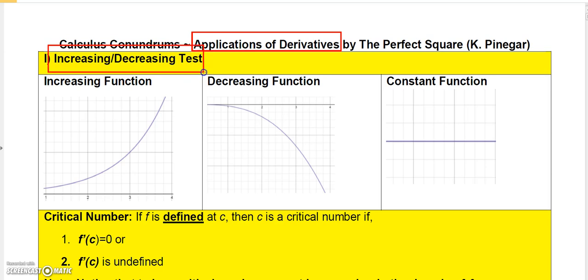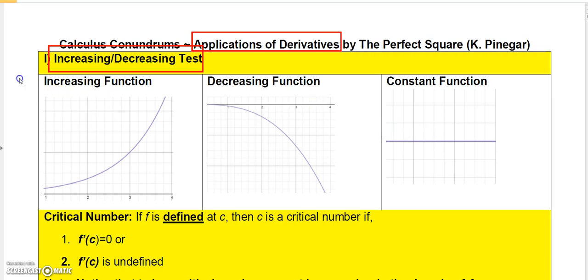Now I'm not going to give you the formal definition for increasing, decreasing, but I'll just show you the picture here. You'll notice this function, as you go from left to right, the y values are increasing. So this function is said to be an increasing function. Here, as you go left to right, the y values are getting smaller, so this is said to be a decreasing function. And then there's a constant function where the y values neither increase nor decrease as you go left to right.